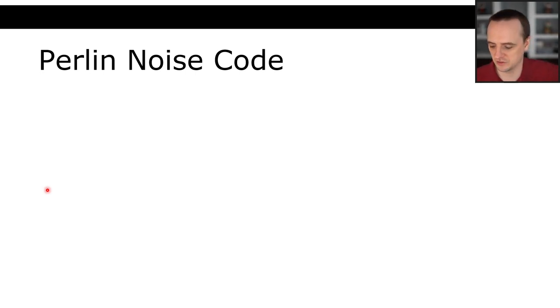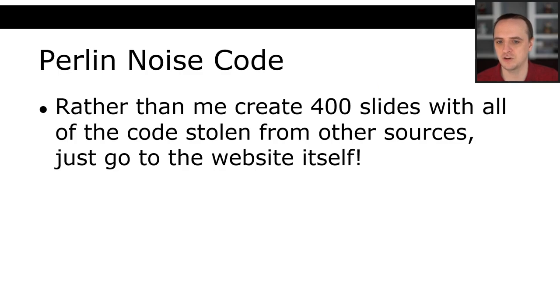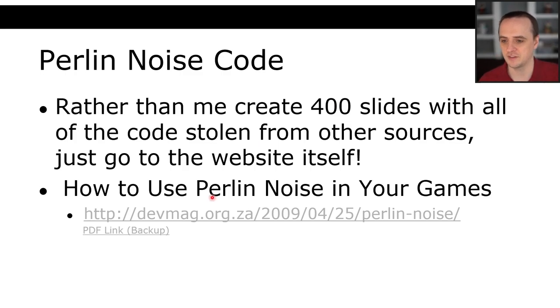So here's where we get back to my hand-wavy part. Rather than me creating a whole bunch of slides stolen from other websites, I'm just going to send you to the website itself. So here's the website that I think you should use to implement Perlin noise on your assignment. Just to let you know, Perlin noise is not required for the assignment, but I highly recommend you implement it. You get bonus marks for using Perlin noise in the assignment, and some people from last year's class said that playing around with Perlin noise was one of their favorite things they've done in all of computer science. Okay, so let's go to this website, and this website here is excellent.